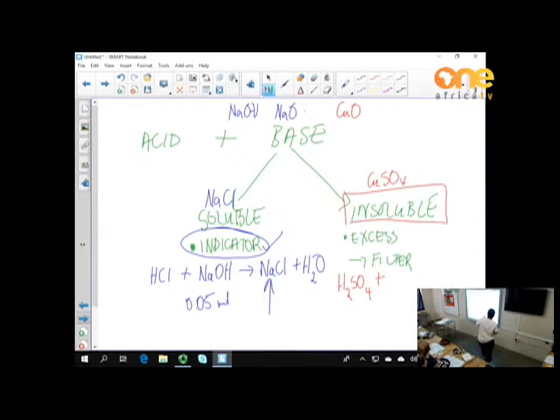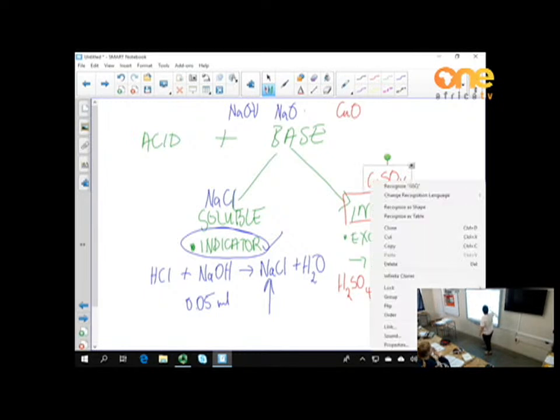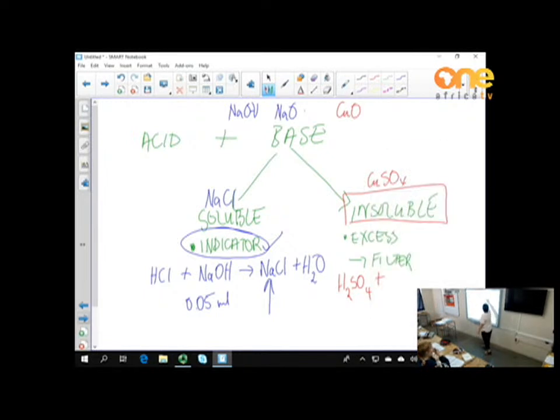Now, people, when you want to make copper sulfate, we are using an insoluble base. So I will go and add my copper oxide. Now, copper oxide is a black powder. All right, it's insoluble. You add it to sulfuric acid. What does sulfuric acid look like? It's a colorless liquid.